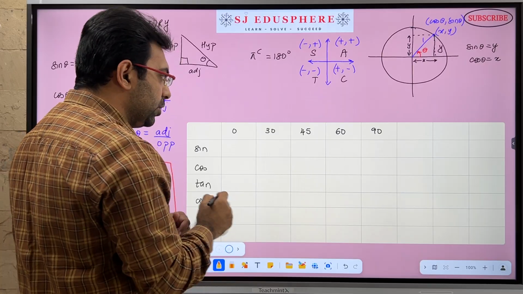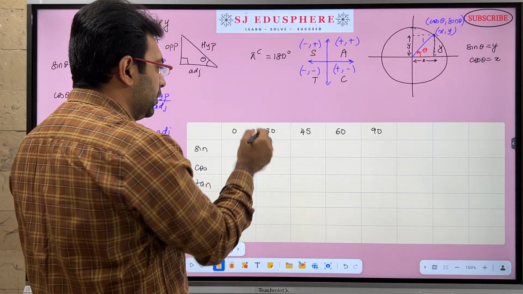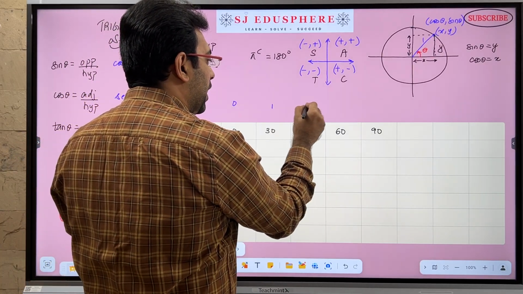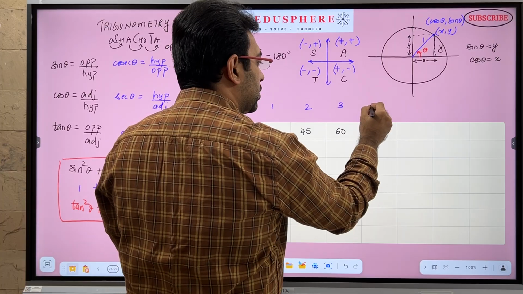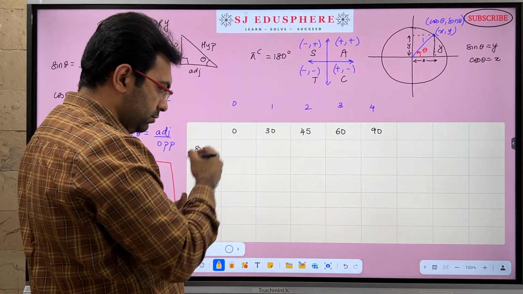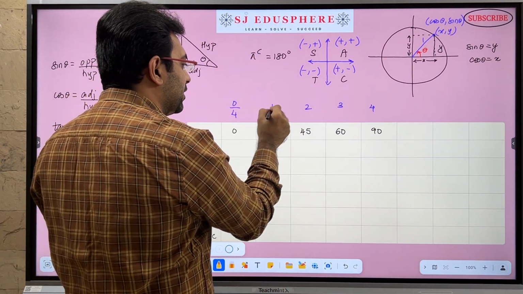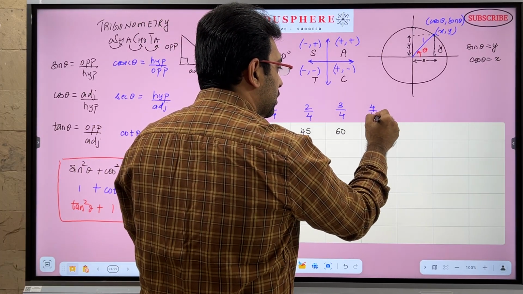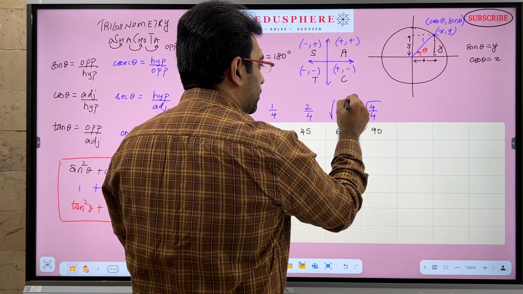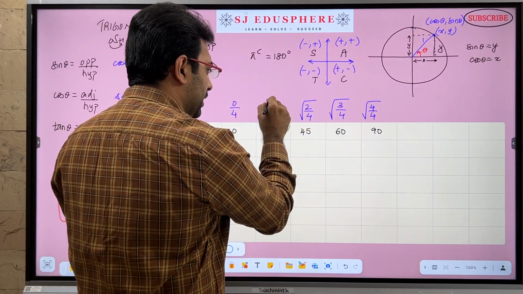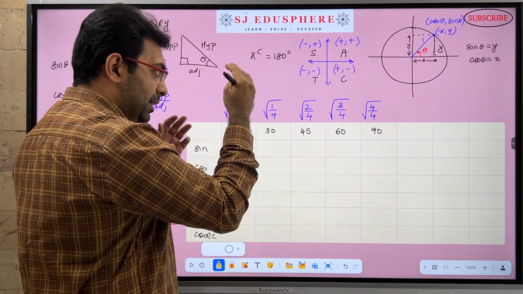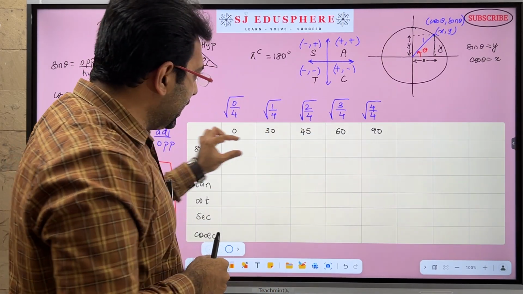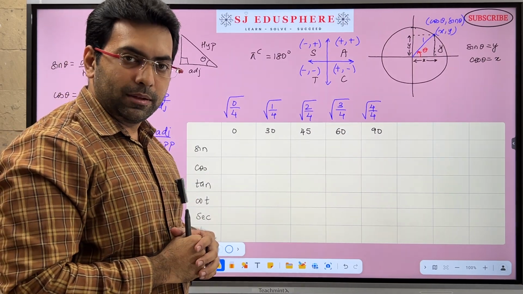What trick did we use in our grade 10? We used to write this as 0, 1, 2, 3, and 4. Then divide everything by 4 and take the root of it. What did this bring us? Well, this helped us derive the entire set of values for the sine table.